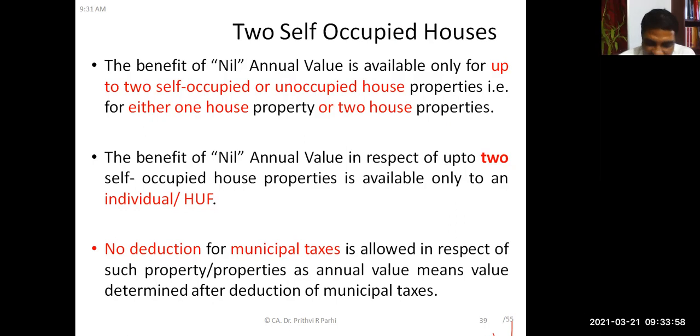Yes, sir. Is it not? So this is a benefit. So why is this benefit happening? Because we are taking the annual value as nil. That's why we are getting this benefit. The benefit is coming because the annual value is nil.